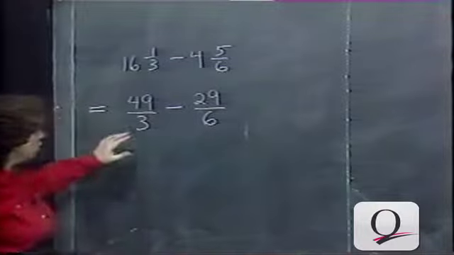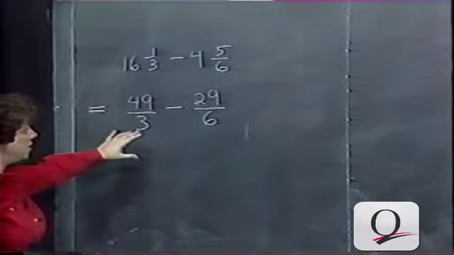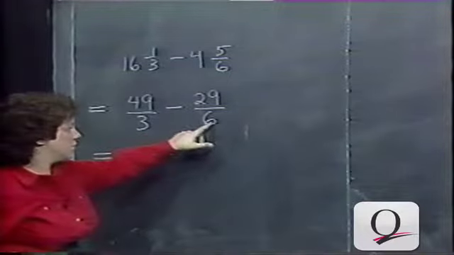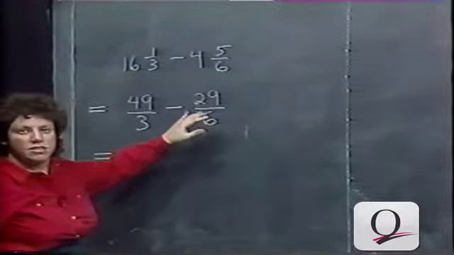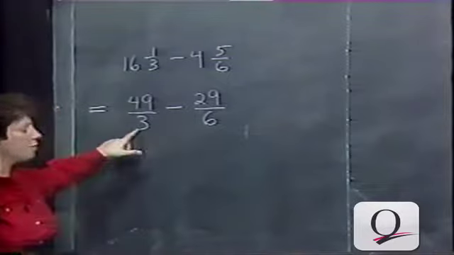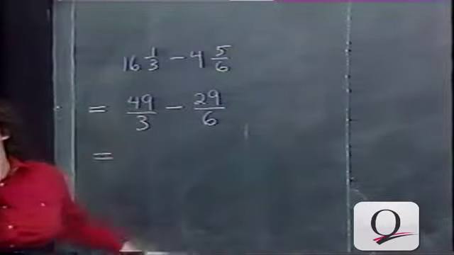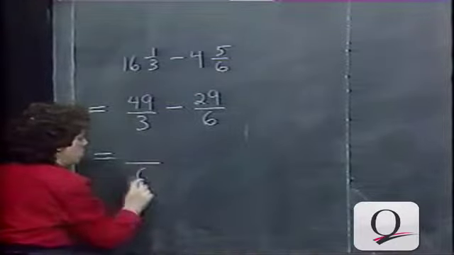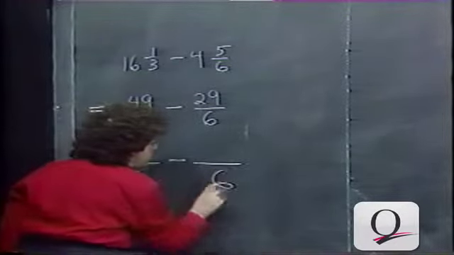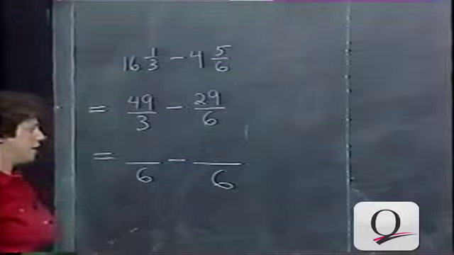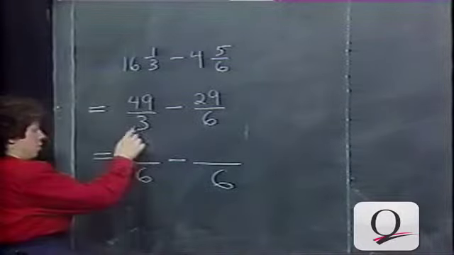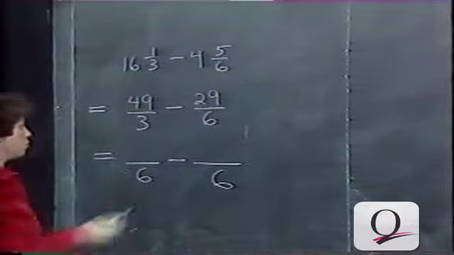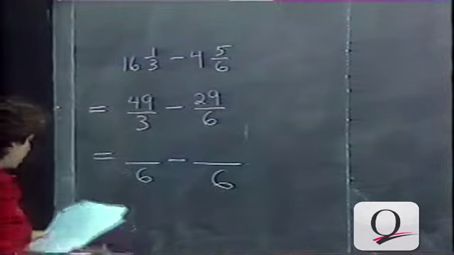Now, the lowest common denominator in this case is not 18, which is the product of the denominators, but really just 6. In other words, if you look at multiples of 6: 6, 12, 18, and multiples of 3: 3, 6, 9, 6 is the smallest number that's a multiple of each. So we will rewrite these as equivalent fractions having the denominator 6. What do you have to do to 3 to get 6? You have to multiply it by 2. So you have to multiply the top by 2 as well.